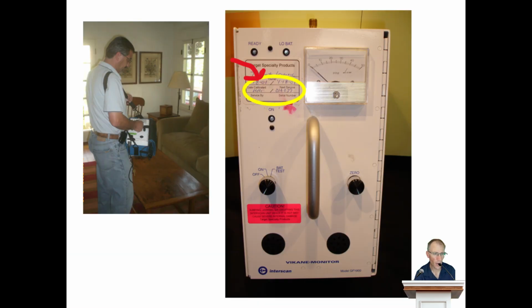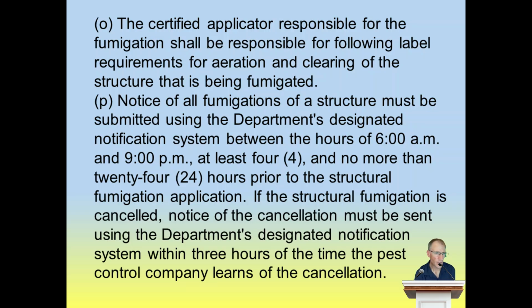As you can see here, we're showing a fumigation clearance device. As you can see, it has a date of calibration. O. The certified applicator responsible for the fumigation shall be responsible for the following label requirements for aeration and clearing of the structure that is being fumigated.